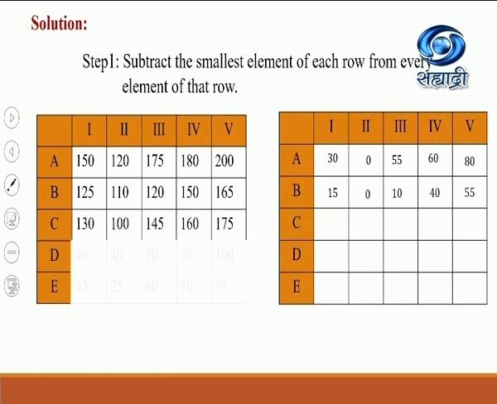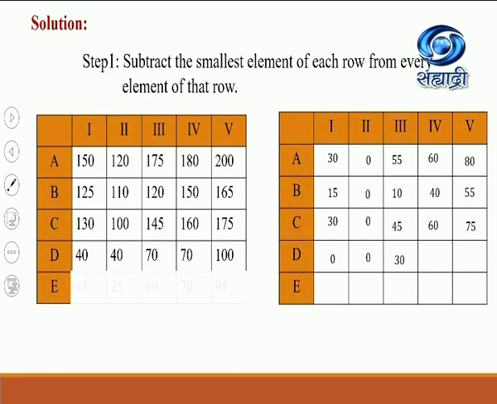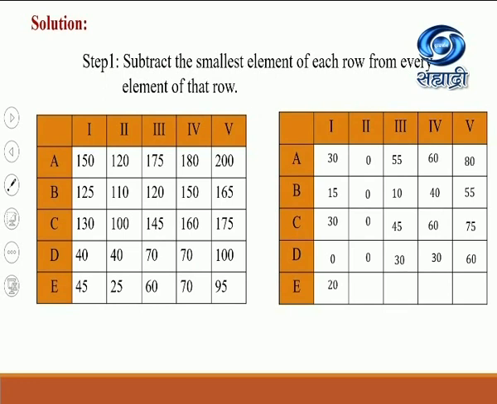Third row, the smallest element is 100. So subtracting we get 30, 0, 45, 60 and 75. Next row, smallest element is 40. So subtracting 40 we get 0, 0, 30, 30 and 60. Last row, the smallest element is 25. After subtracting, we get 20, 0, 35, 45 and 70.